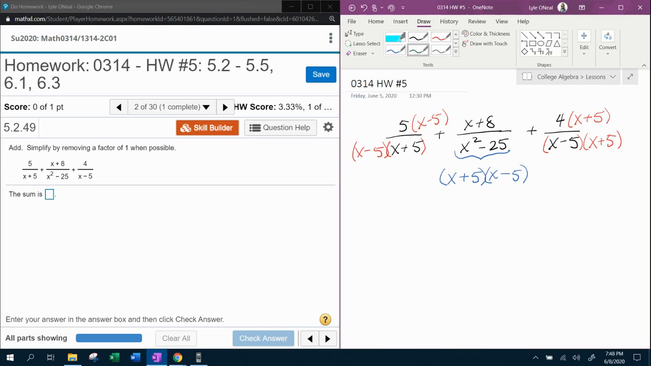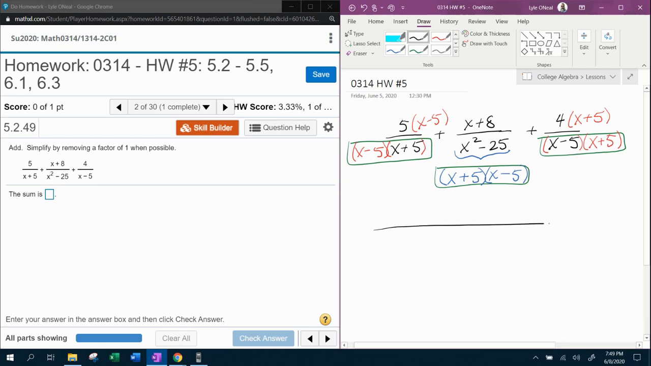And now if you go through and look at every one of the denominators, you'll see that they all three have exactly the same stuff. And so now all of the fractions have a common denominator. And so the next step is we're going to write our common denominator, x plus 5, x minus 5. And we're going to have to simplify the numerators using the distributive property and combine like terms.